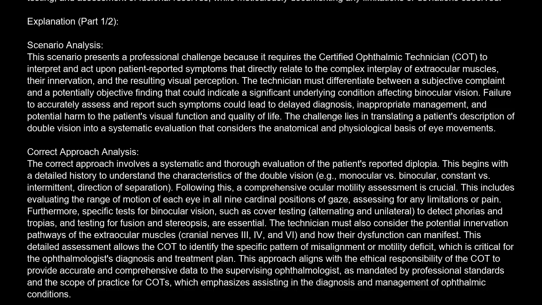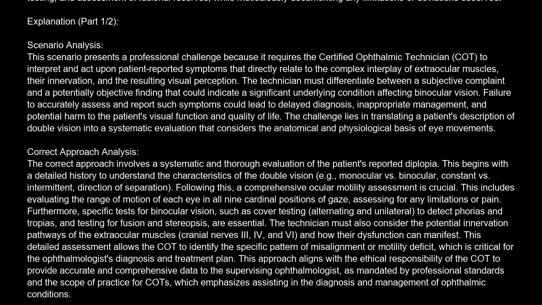The technician must also consider the potential innervation pathways of the extraocular muscles, cranial nerves III, IV, and VI, and how their dysfunction can manifest. This detailed assessment allows the COT to identify the specific pattern of misalignment or motility deficit, which is critical for the ophthalmologist's diagnosis and treatment plan. This approach aligns with the ethical responsibility of the COT to provide accurate and comprehensive data to the supervising ophthalmologist, as mandated by professional standards and the scope of practice for COTs, which emphasizes assisting in the diagnosis and management of ophthalmic conditions. Incorrect approach analysis.